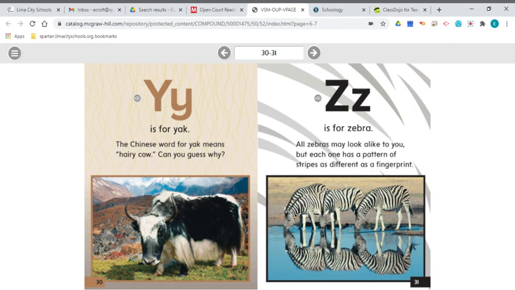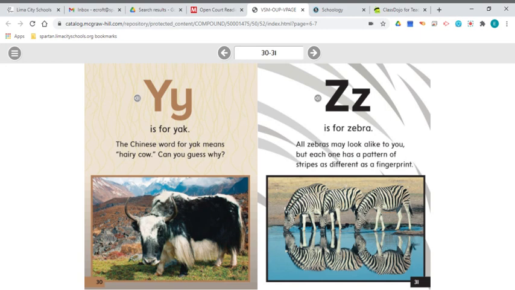Z is for zebra. And now that we're at the end of the alphabet, I can also confirm another prediction. Through this entire story, through this entire photo essay, the same pattern has held true. There's a capital letter, a lowercase letter, and then an animal that starts with that letter. Z is for zebra. All zebras may look alike to you, but each one has a pattern of stripes as different as a fingerprint.